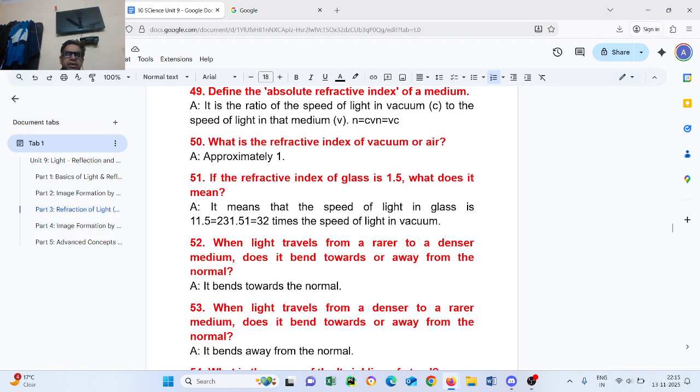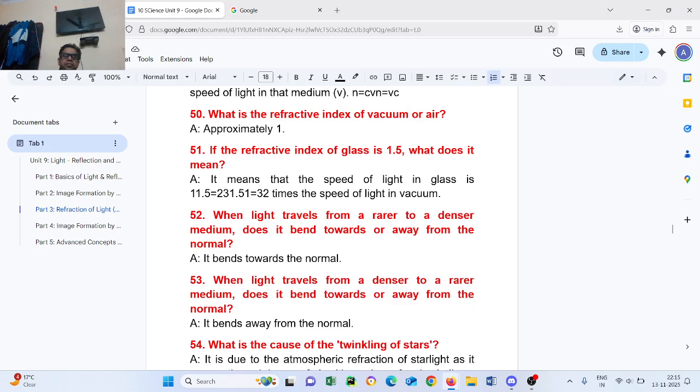Question number 51. If the refractive index of glass is 1.5, what does it mean? It means that the speed of light in glass is 1/1.5 = 2/3 times the speed of light in vacuum.